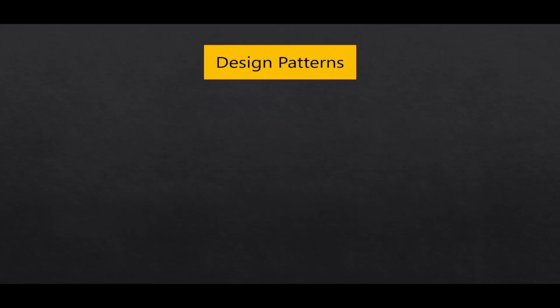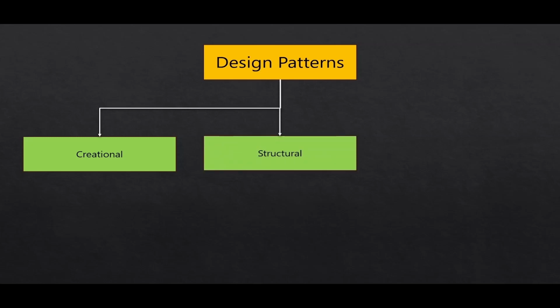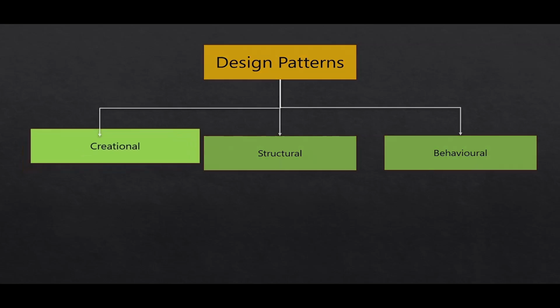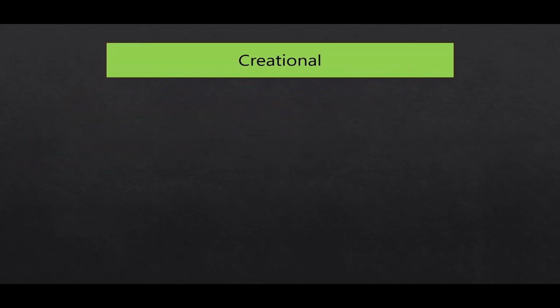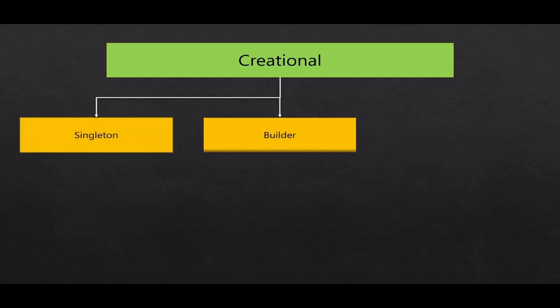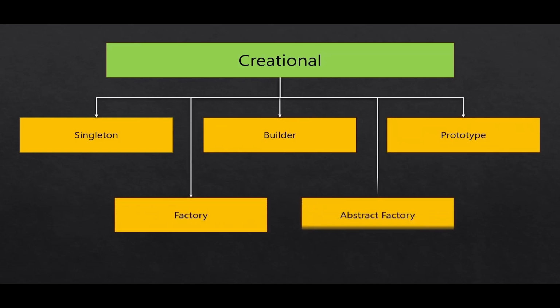On a high level, there are three different types of design patterns. First, creational design pattern. It deals with how we create an instance of a class. Second is structural pattern. It deals with how classes and objects are combined to form a larger and more complex structure for efficient use. And third is behavioral pattern, which deals with how classes and objects communicate with each other. Starting with creational design pattern, there are 5 types of creational pattern. First is singleton, builder, prototype, factory, and the last one is abstract factory.